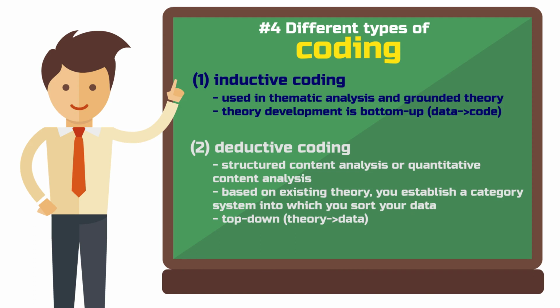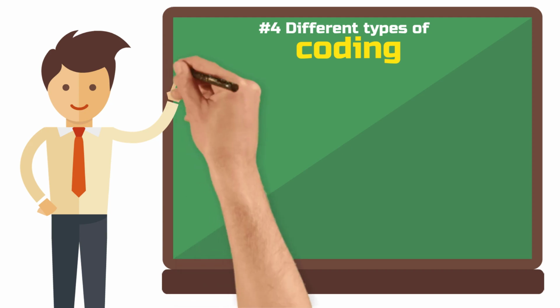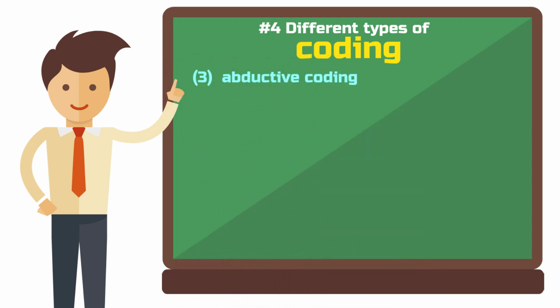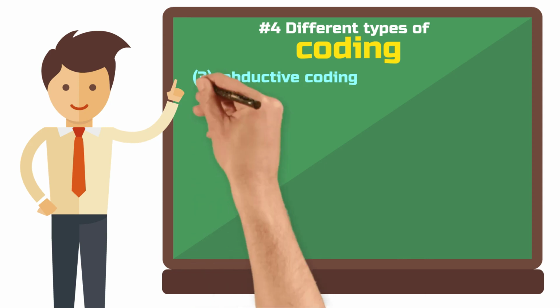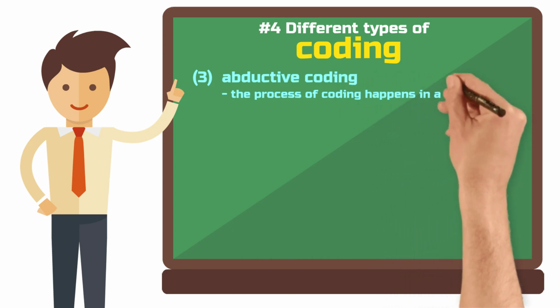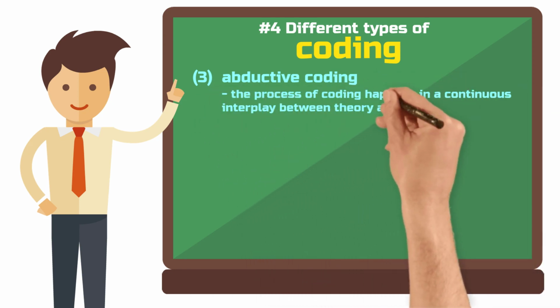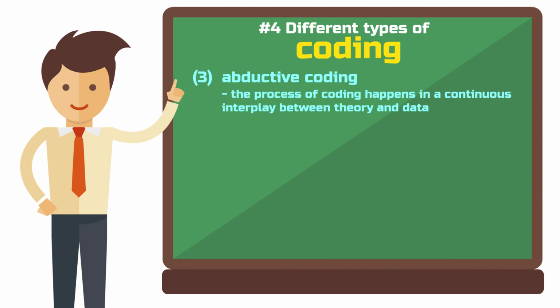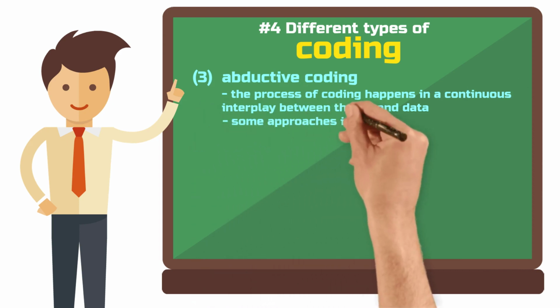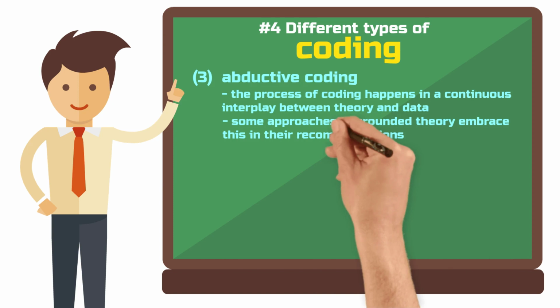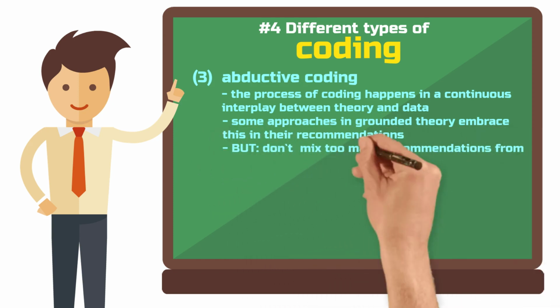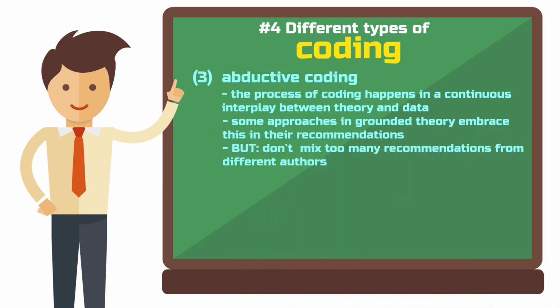However, there's often a gray area between the two. For simplicity, I will call this abductive category development or theory development. This means that the process of coding happens in a continuous interplay between theory and data. Abduction can encompass more than that, but for now you don't need to remember more. Some approaches in grounded theory embrace this in their recommendations. Just be careful not to mix too many different recommendations from different authors.